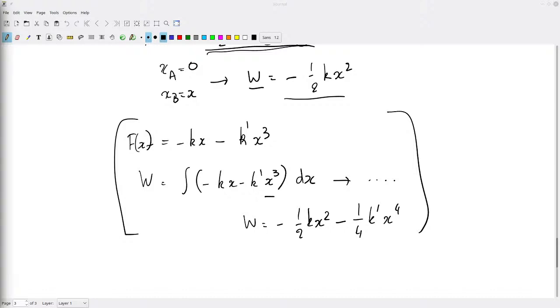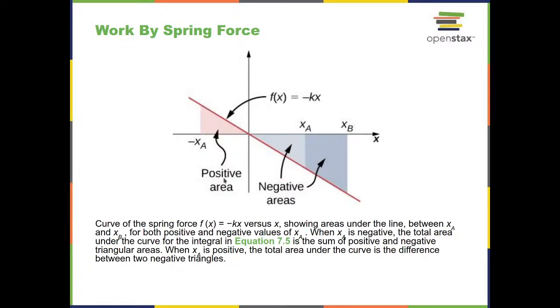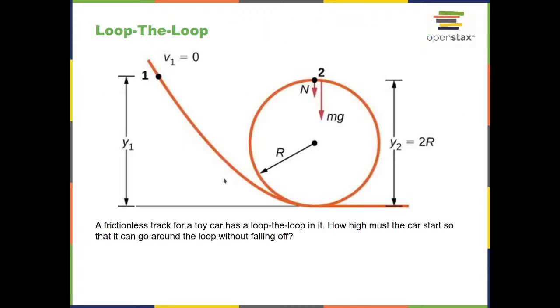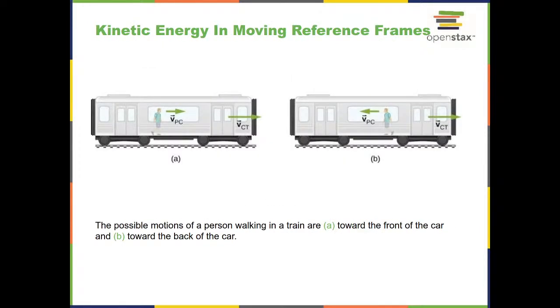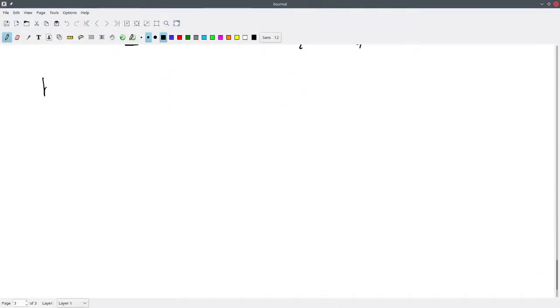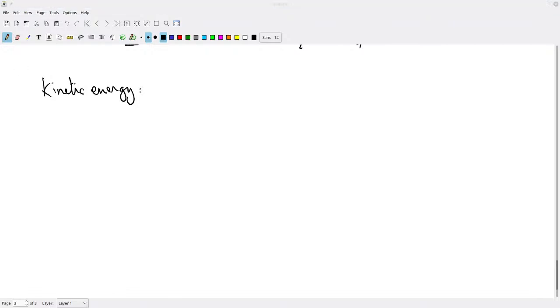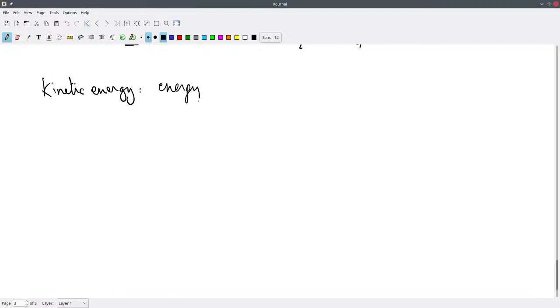Okay, the last concept I want to introduce in today's class is kinetic energy, and I don't actually have the formula for kinetic energy, so let me just write this down here. Kinetic energy is the energy in the motion of an object. So this is different from work. Work is the energy that a force imparts on an object. The kinetic energy is the energy in the motion of an object.